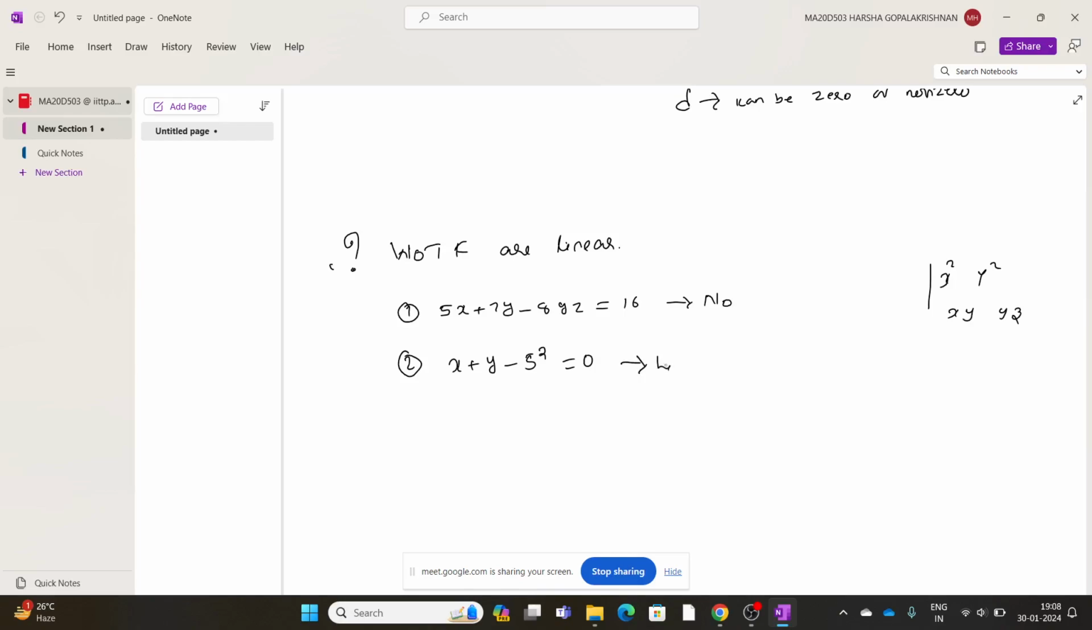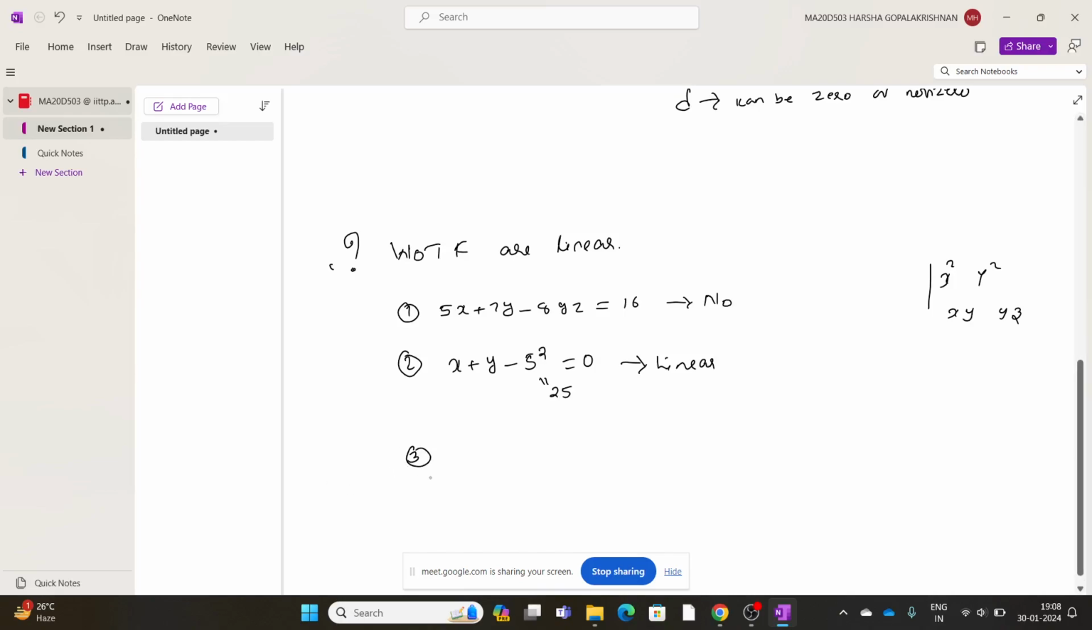Yes, it is linear. Even though I have written it as 5 square, it is just a constant, 25. A square term or product term should not come for the variable terms. For a scalar, it can be anything. Even though we are writing it as 5 square, it is just a value only.